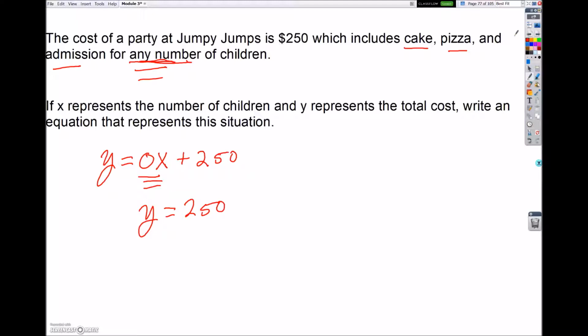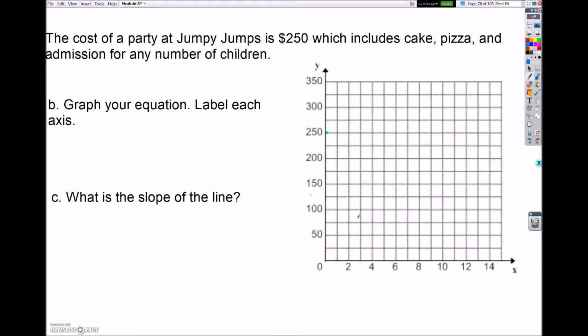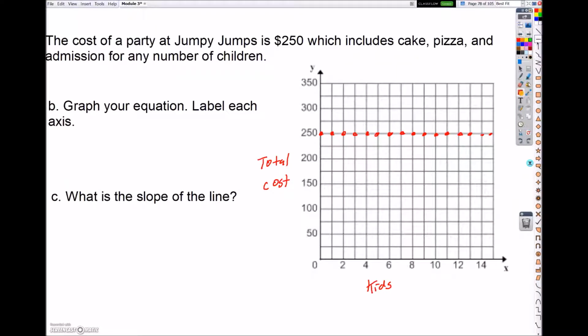$250. So on this part where it says label and graph, if I were to label this, this would be amount of kids, and this would be total cost. Now, as we said before, it doesn't matter if I bring 0 kids, 1 kid, 2 kids, 3 kids, and so on and so forth. The total amount of money will always be the same. It'll be $250. Now, I want you guys to make sure this needs to be a discrete graph because if it was continuous, if that green line was there, that would represent that you could have half a child at a birthday party, which you cannot. So we'll leave this as a discrete graph.